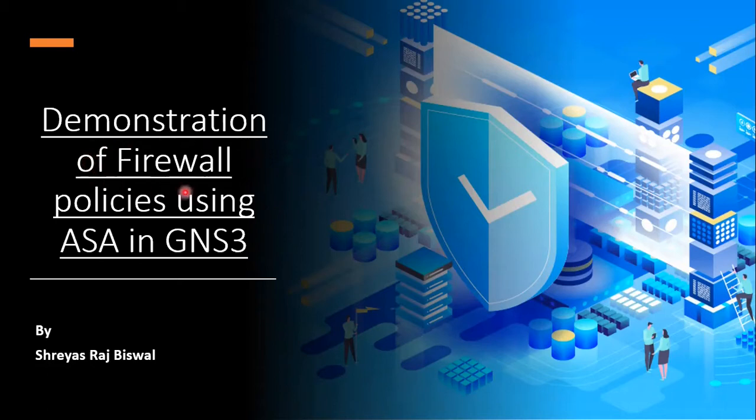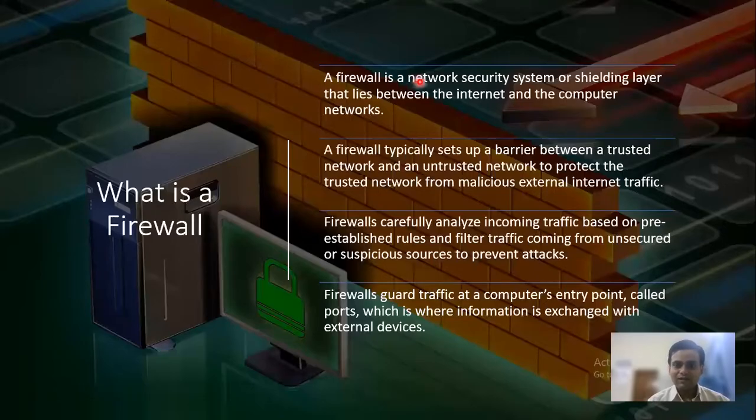So what exactly is a firewall? A firewall is a network security system or shielding layer. It's a system or a sort of layer that generally lies between the internet and the computer networks. It typically sets a barrier between the trusted network and an untrusted network to protect the trusted network from malicious internet traffic. Think of it like we have our own house. Our house is protected by some sort of wall or gate. You can tell that to be a firewall.